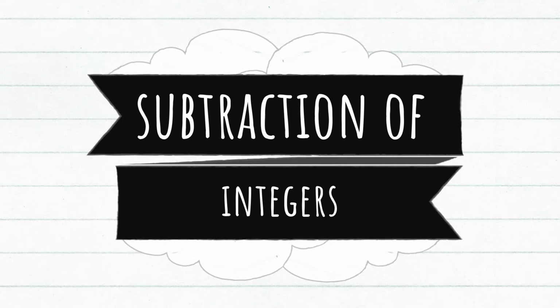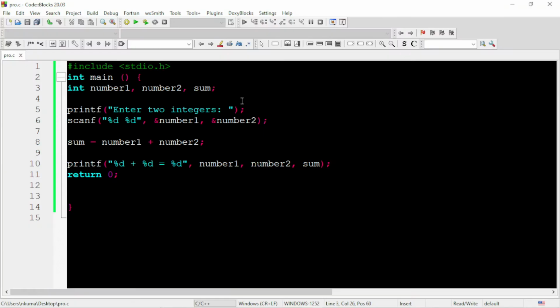If you want to perform subtraction of two integers, then simply change the variable name sum to sub. Now, in this line, change the variable's name again, and in the logic, change plus to minus. Now, in the next line, in the printf function, replace the value and the variable's name.